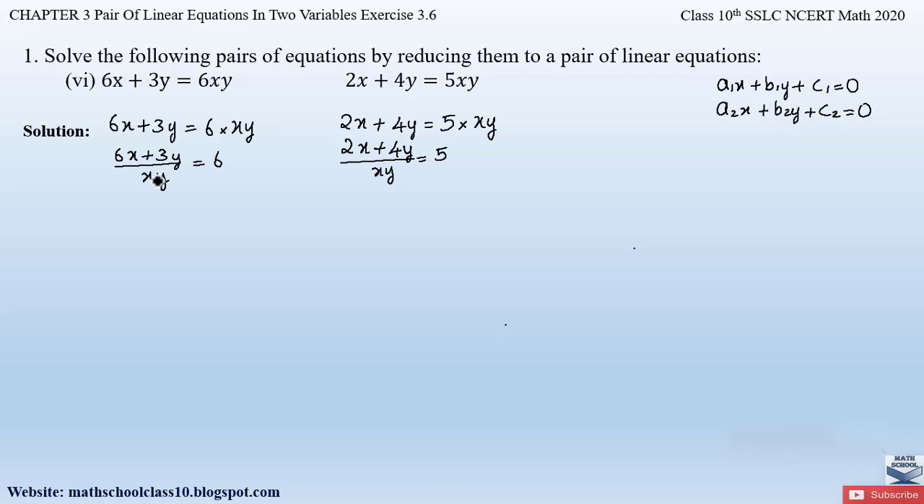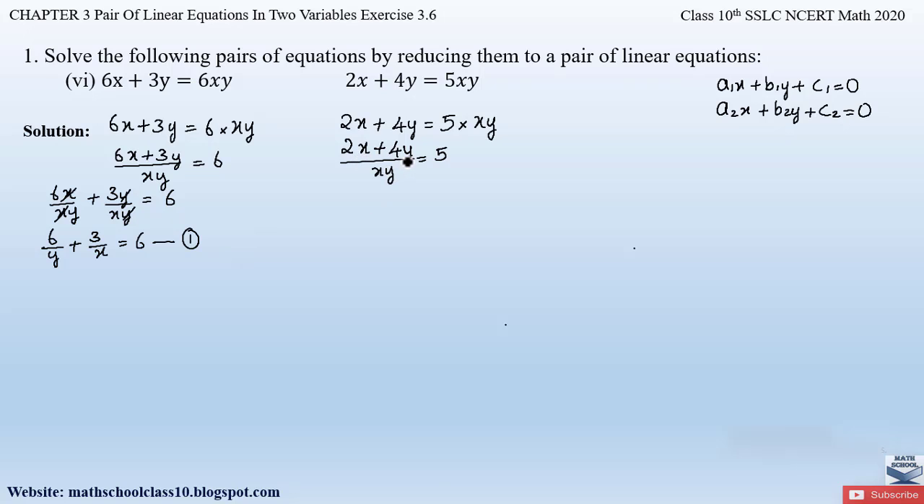Now let us separate this denominator xy so that it becomes 6x divided by xy plus 3y divided by xy equal to 6. So here x and x get cancelled. Similarly in the second term, y and y will get cancelled and we will be just left with 6 by y plus 3 by x equal to 6. So let this be equation number 1.